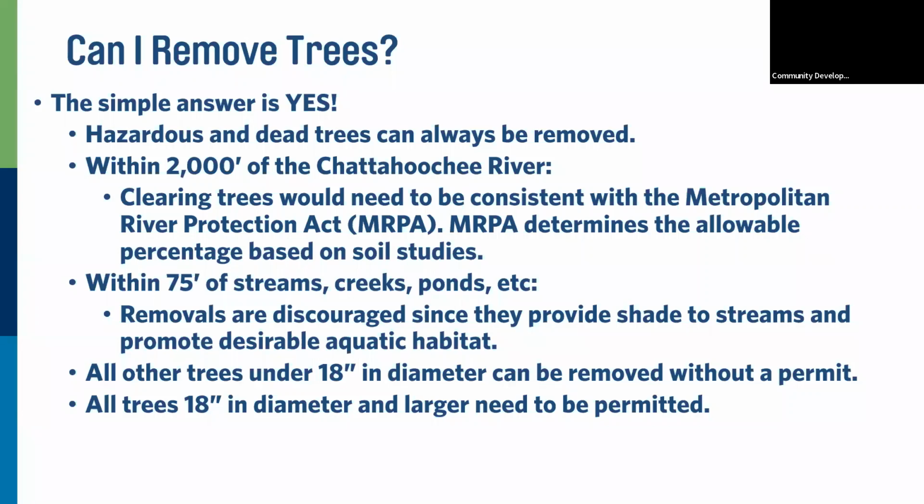You can always remove hazardous trees. There are some restrictions if you're within the canopy corridor or within any stream buffers. But in general, you can remove trees on your property. If they are over 18 inches in diameter, they do have to be permitted with the city first. And if you are within those stream buffers or within that river corridor, any size tree needs a permit.